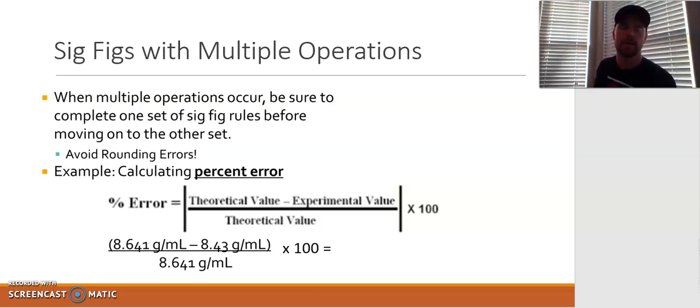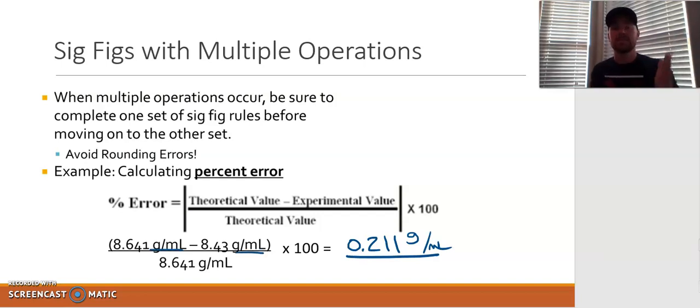Let's say I was calculating a density. That's what the grams per milliliter is. But let's say I was supposed to get 8.641. That's my theoretical value. But I did the lab and I ended up getting 8.43. How would you calculate this percent error using sig figs? Because the calculation's easy. It's the sig figs that's hard. Okay, first thing I would do is the subtraction. So I'm going to do 8.641 minus 8.43. Now the answer that I get, just simply by calculating, I'm not doing any rounding, is 0.211 grams per milliliter, right? Because grams per milliliter is still retained when you subtract.